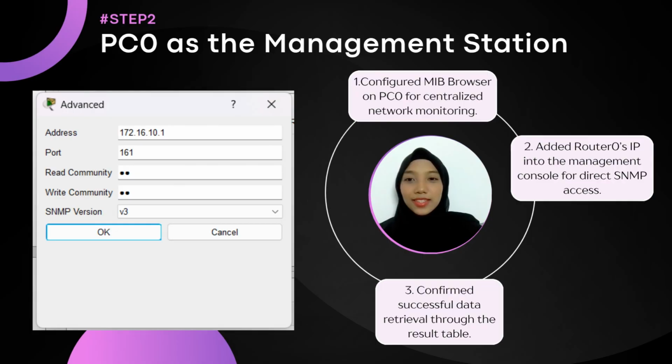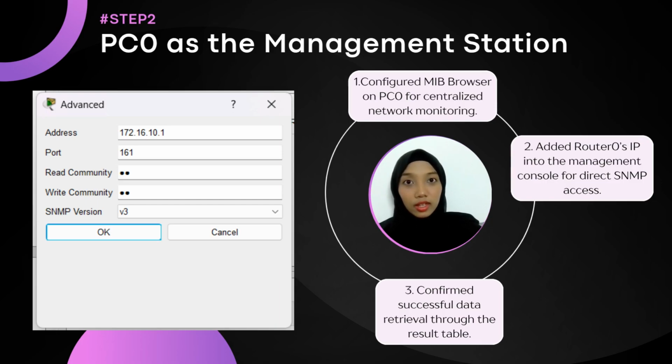Step 2. PC0 as the management station. So, PC0 as the central management station has to install and open an MIB browser application. This is our main tool for sending SNMP commands and viewing the results. In the MIB browser, enter the key connection details. For the address, the IP address here is 172.16.10.1. This is the IP address of router 0, the device we want to manage.